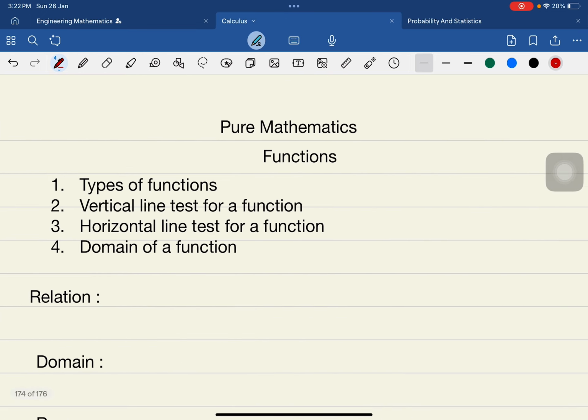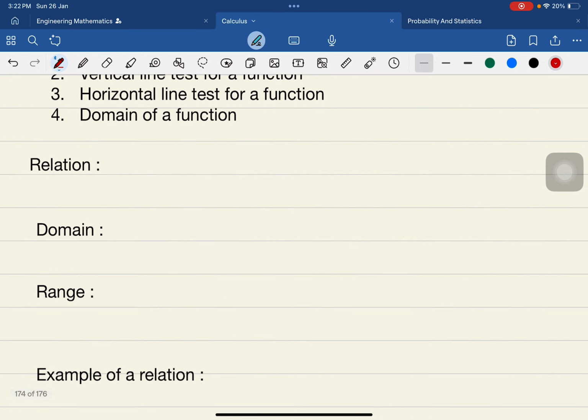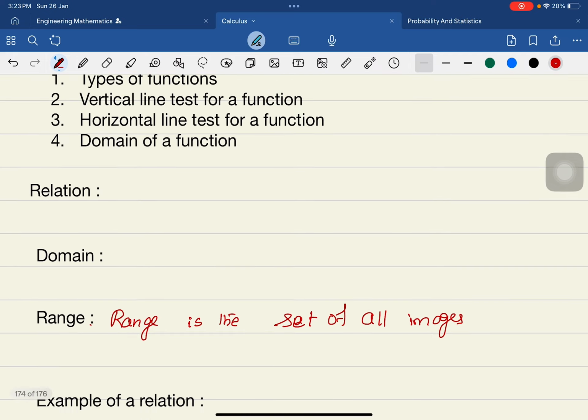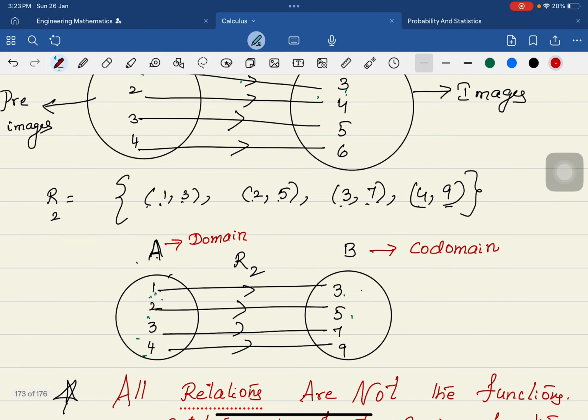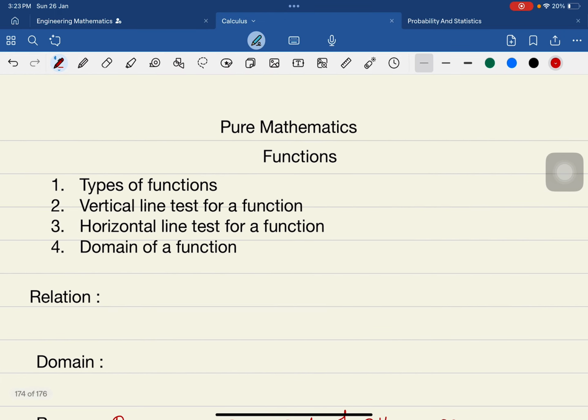Now I am going to explain the range. What is meant by the range? Range is the set of all images under a relation. Okay. So now it is something like this. Suppose, for example, I have another example I will give you here.